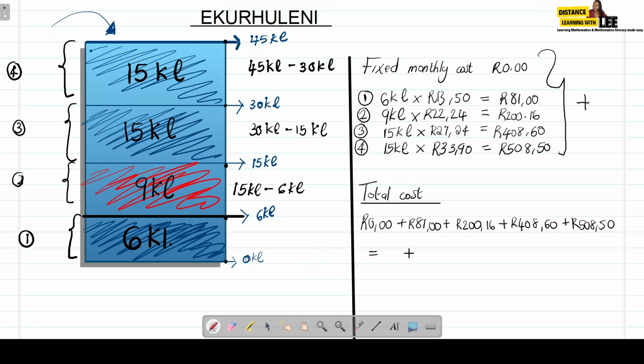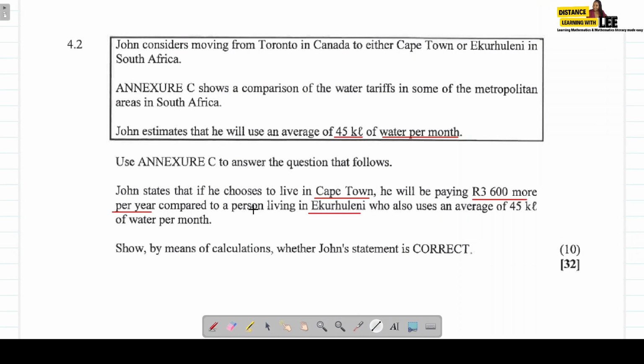Okay, so if you add up all these costs together, you'll find that if he stays in Ekurhuleni, he will pay 1,198.26 rand, right? However, we haven't answered the question. Remember, he said that if he stays in Cape Town, he will be paying 3,600 more per year compared to a person living in Ekurhuleni, right?